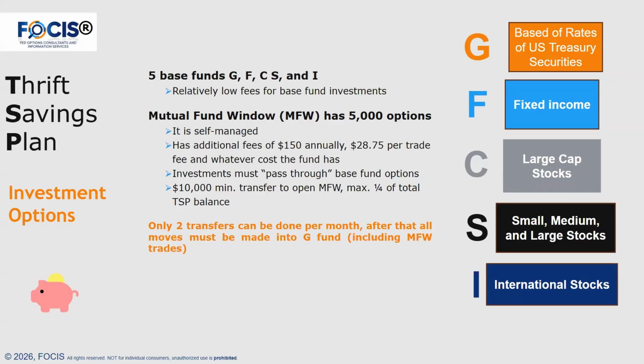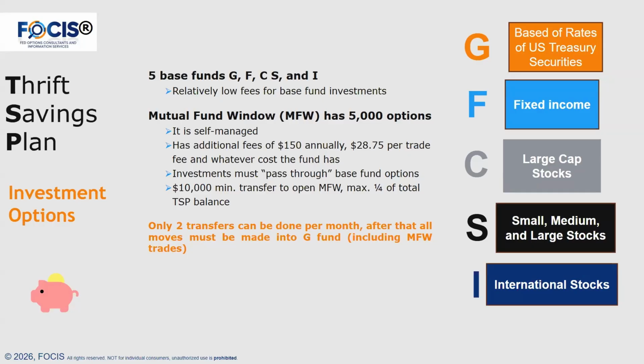They may not understand the additional fees along with the regular TSP fee. Again, there's a $150 annual fee. There's a $28.75 per trade fee. That is also in addition, rather, to any other fees for that investment option. So if there are any other fees that are already there for that option, they'll be tacked on to the fees through the TSP.